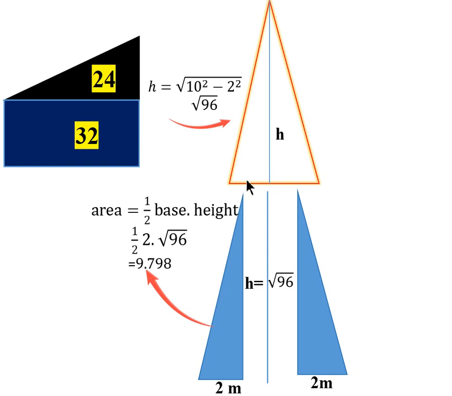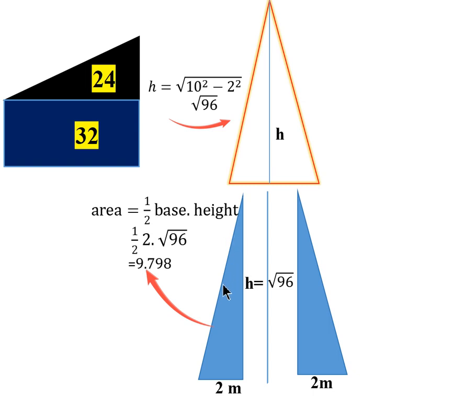As we know, the base is 2 meter and the hypotenuse of the triangle is 10. So 10 square minus 2 square equals square root of 96. So we have got the height of the triangle, and obviously again I'm saying this height is the common height for both these triangles and base is 2 meter each.